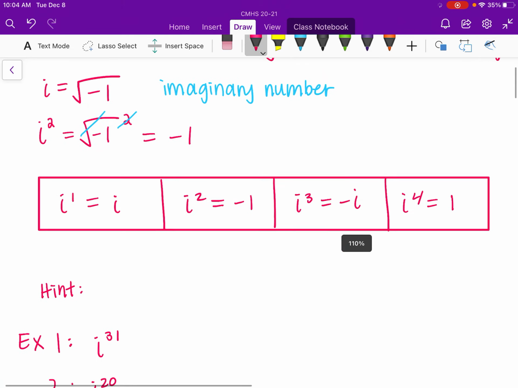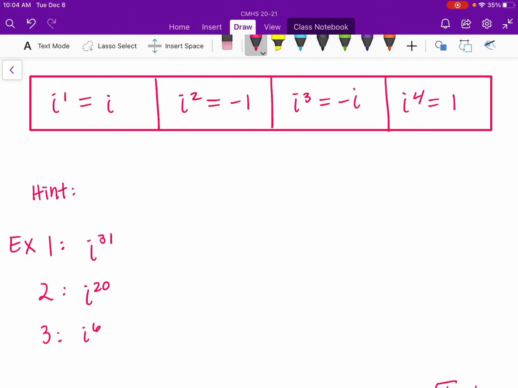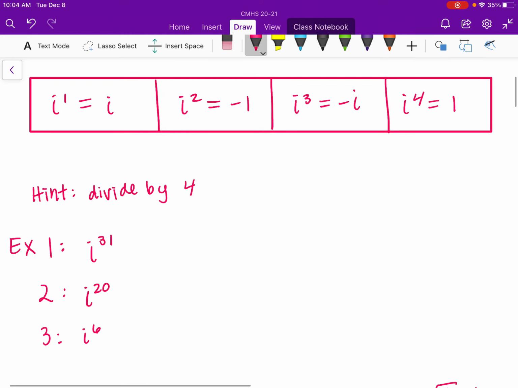Okay? So what if we have to simplify these huge numbers, 6, 20, and 31? What if we have to do that? Well, we can't write it every single time out. There's a faster way. The faster way, the hint, is to divide the number by 4, because there's 4 different options. So if we divide by 4, we should get the answer.